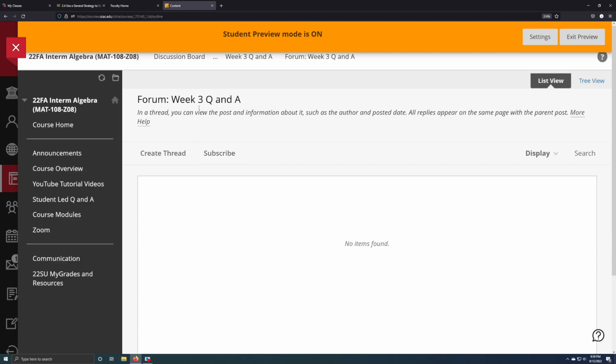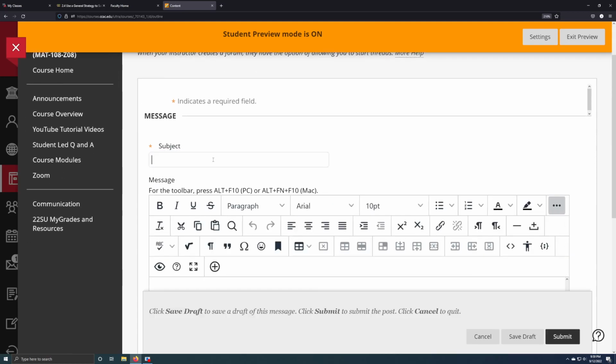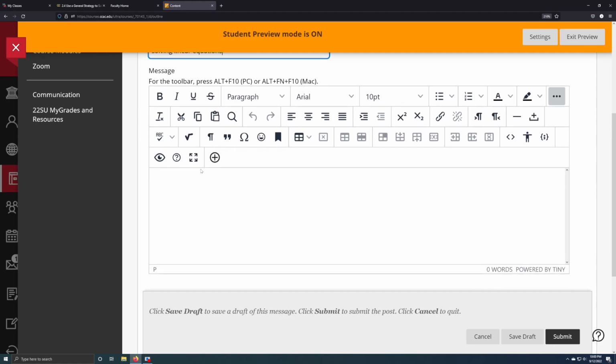It's a forum, week 3 Q&A, and then to pose a question, what you're going to do is create your own thread. So if you left-click on Create Thread, you're going to notice that right here is going to be the subject, and for this example, I'm going to be just going over solving linear equations, all right? And then down here is the body of this thread, and this is where you would type in, can anyone please help me with this question, okay?